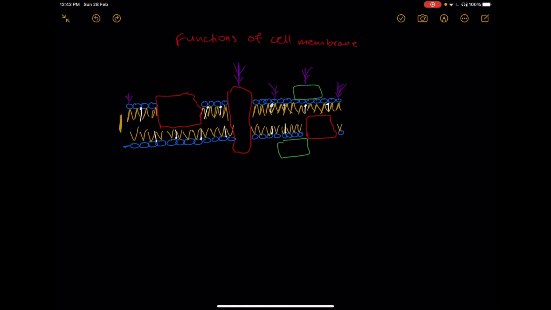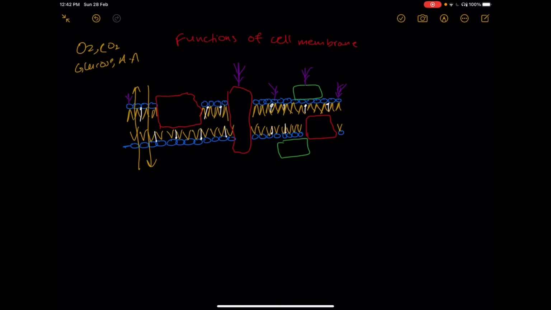the phospholipid bilayer is a partially permeable membrane because it allows non-polar molecules like oxygen or carbon dioxide to easily diffuse through. These things have absolutely no problem crossing the cell membrane freely, whereas polar compounds like glucose or amino acids generally tend to not cross the cell membrane easily.